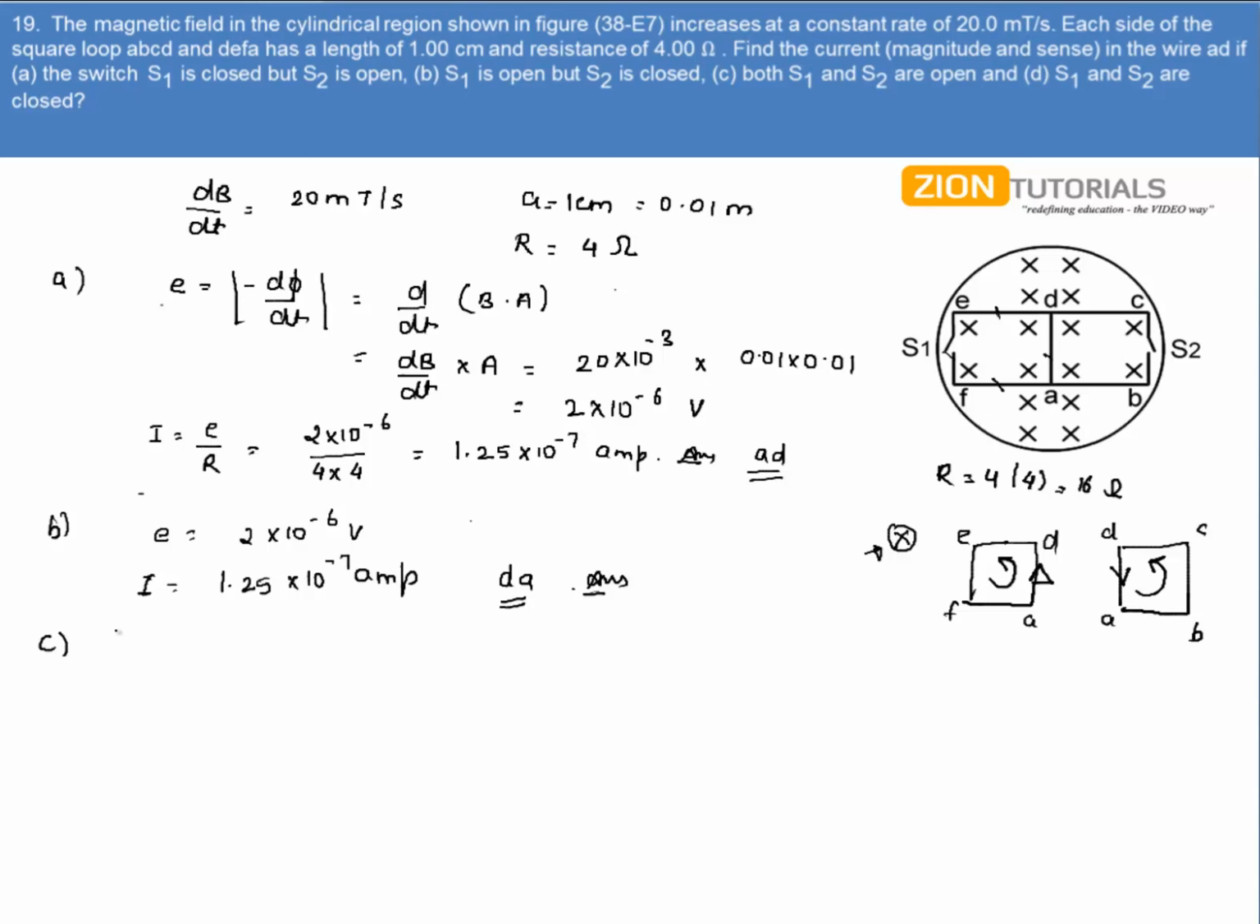In part C, both S1 and S2 are open, so obviously the circuit is open, there will be no EMF induced and hence no current. So the current in AD will be 0.